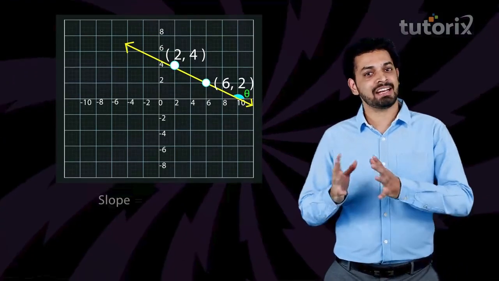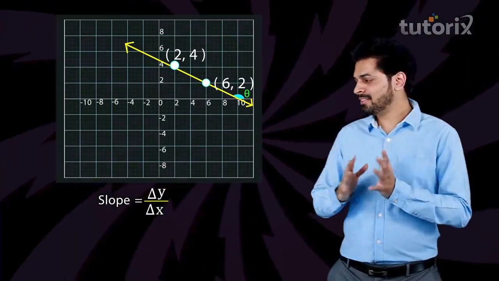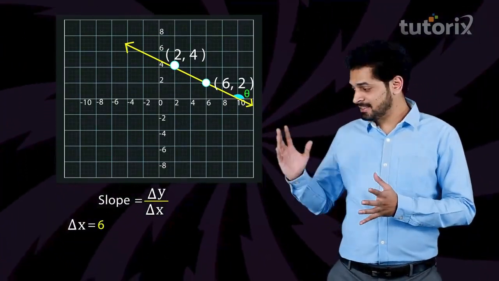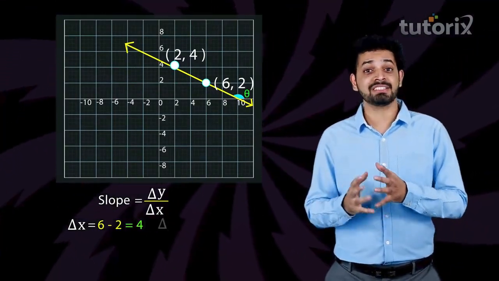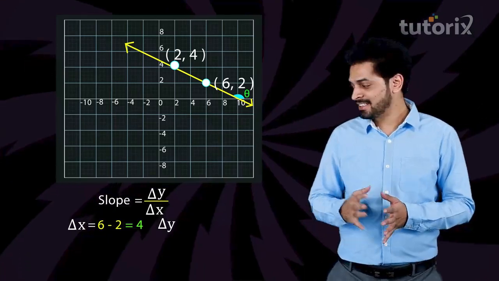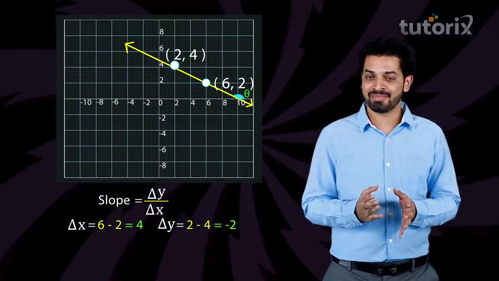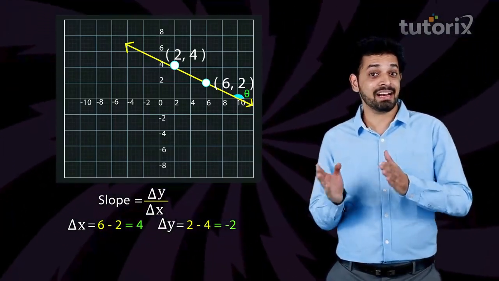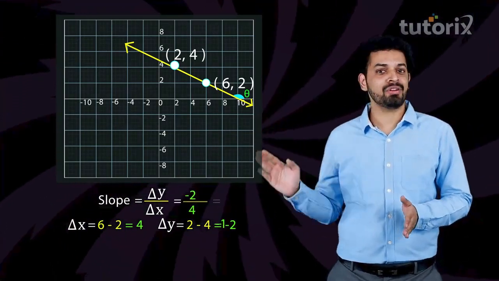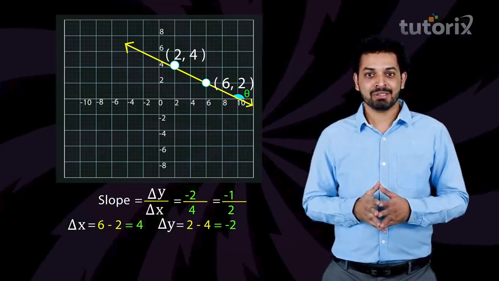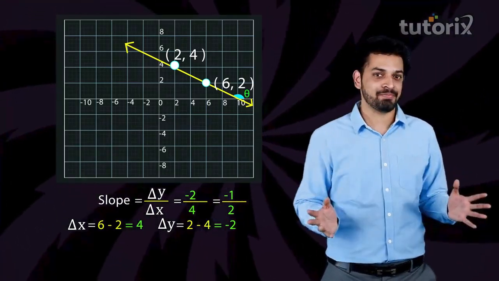So the slope should be delta y by delta x, right? Now what is the change in the x coordinates? It is 6 minus 2, which is 4. And what is the change in the y coordinates? It's 2 minus 4, which is minus 2. So the slope should be delta y by delta x, which is minus 2 by 4, which is minus half. So therefore the slope of this line is minus half.